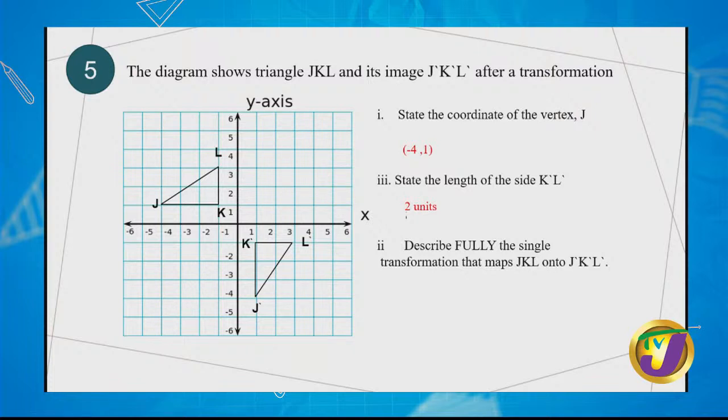And describe fully the single transformation that maps JKL onto J prime, K prime, L prime. How are we going to decide that? Just select any 2 points and see what happens. One, we are seeing that the size does not change, so the sizes remain the same. We are seeing that the orientation changes. So let us pick 2 points, say K and K prime, and we find the center point between those 2 points. That looks like the line Y equals X. And you are completely correct.